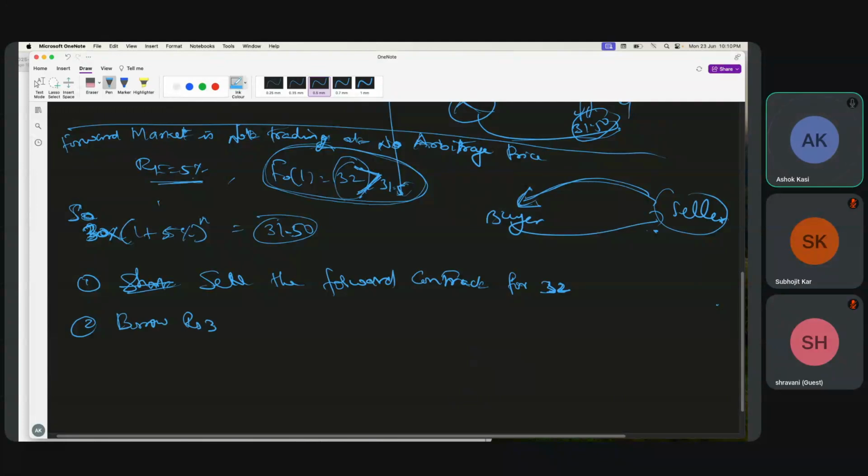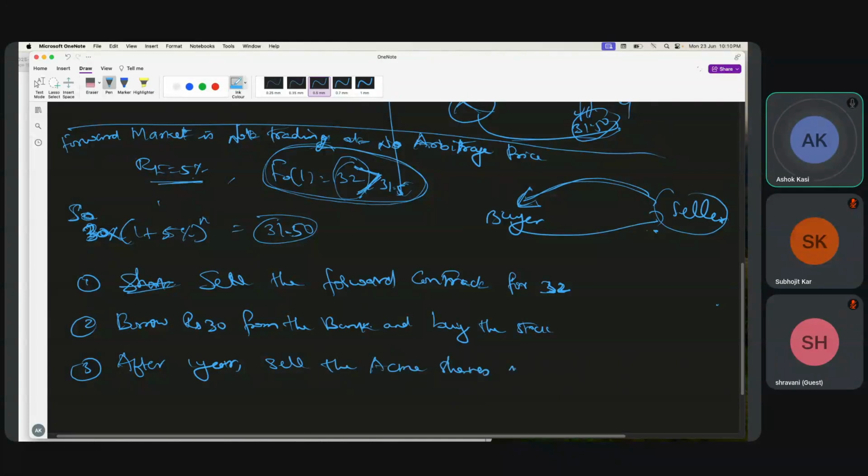Borrow rupees 30 from the bank. Okay. And buy the stock. After 1 year, so now you have the stock also. After 1 year, sell the Acme shares as per the forward contract.